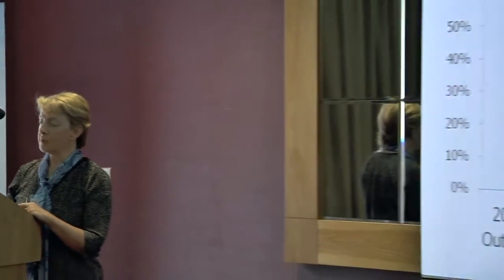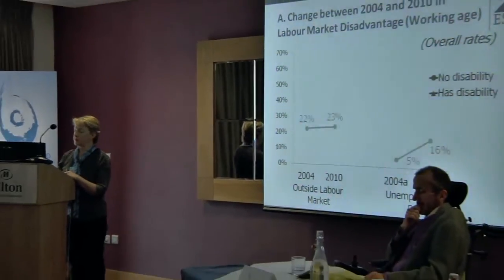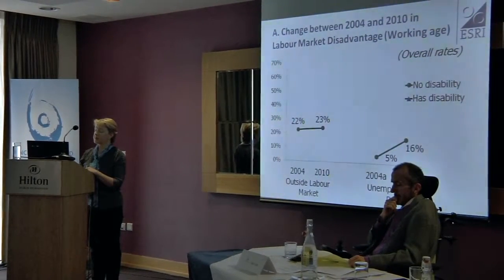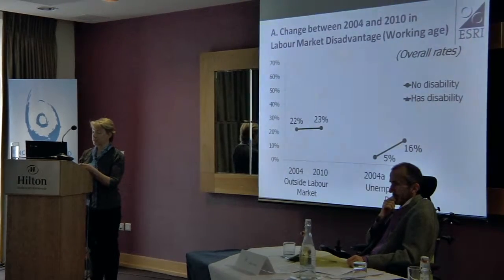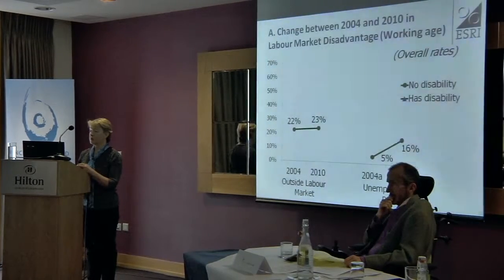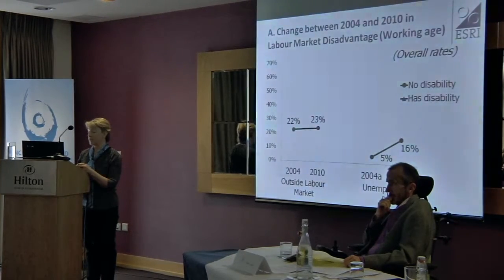So looking at the overall results first of all, showing people outside the labour market and the unemployment rate, the percentages for people with no disability. And you can see that the percentages outside the labour market were 22 in 2004, moving to 23 in 2010. So there was a very, very small increase in people moving outside the labour market as the recession hit, perhaps as a result of early retirements. This is people with no disability. The unemployment rate increased very dramatically from 5% to 16%.